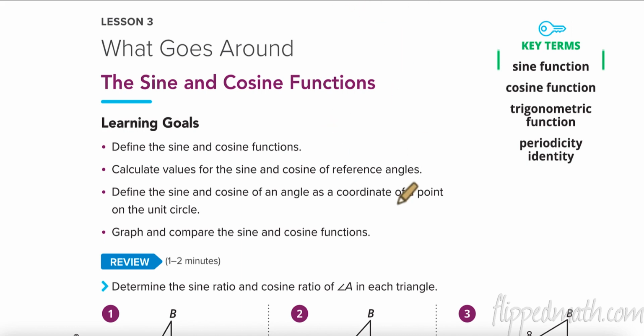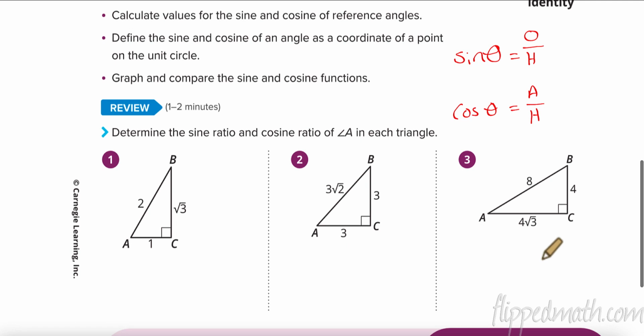What I want you to remember is the following. This is called sine. If I have sine of an angle, theta, remember that's our central angle, it's a relationship between the opposite side and the hypotenuse. Cosine is the relationship of the adjacent side over the hypotenuse. This is what I'm talking about here.